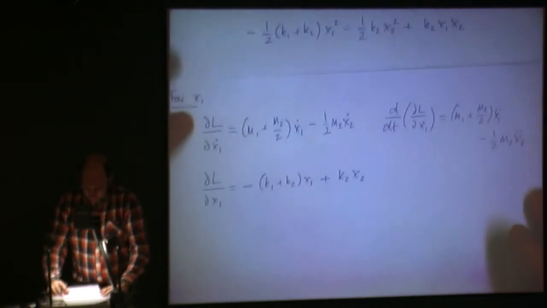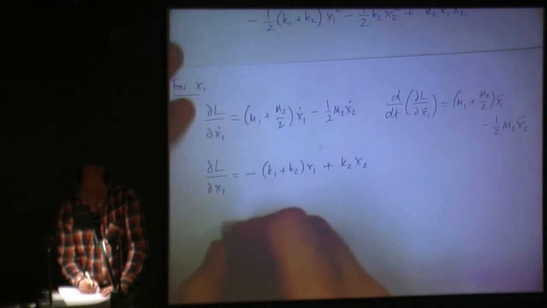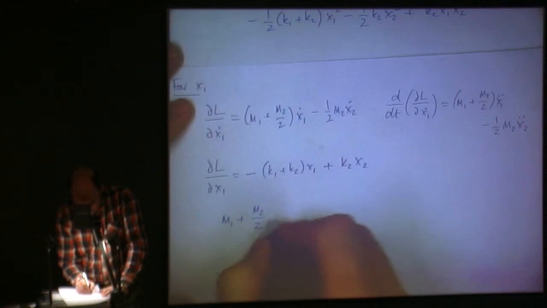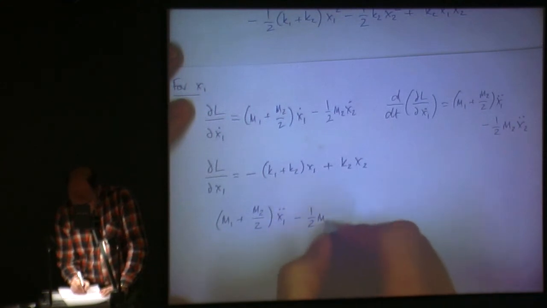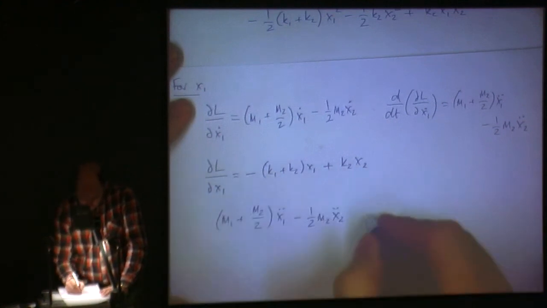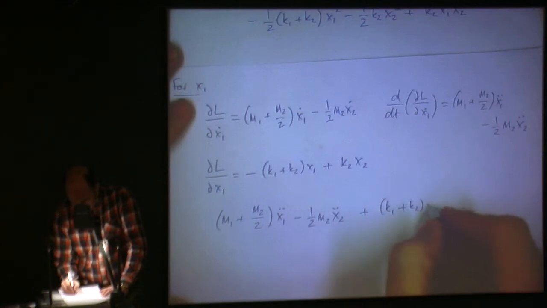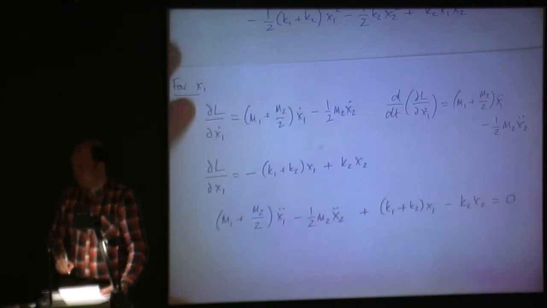So if I plug that into Lagrange's equation, I've got this term minus this term equals 0. So we have (m1 plus m2)/2 x1 double dot minus 1/2 m2 x2 double dot plus (k1 plus k2) x1 minus k2 x2 equals 0. There's my equation of motion.